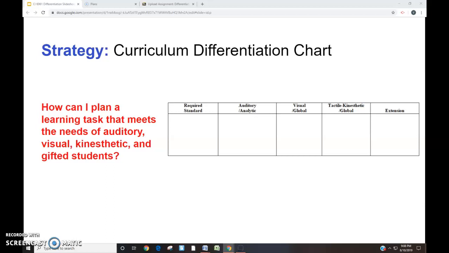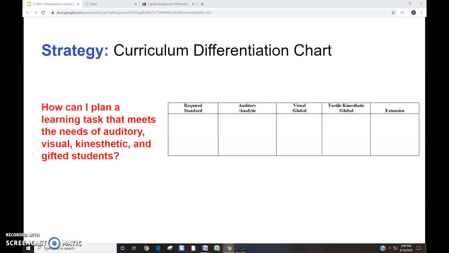It includes descriptions of all your learning tasks for these learners. Teachers must know the learning styles of all their students to utilize the strategies. On the right is a framework teachers can use to complete these plans. In the framework, there are 5 columns. The first column, required standard, is where teachers can put the standard they're working on. The next 3 columns address the 3 learning styles. The last column is a space where teachers can add extension activities for gifted students.